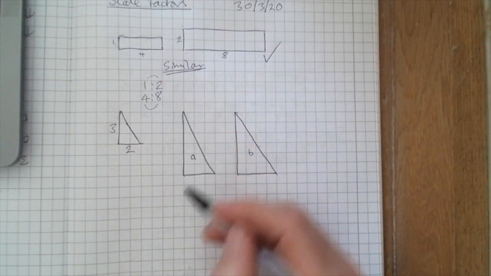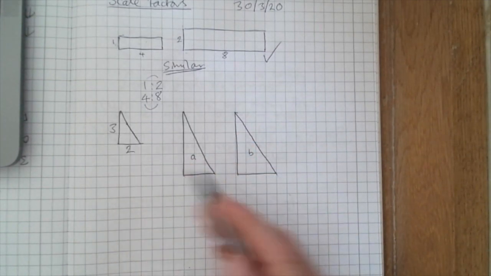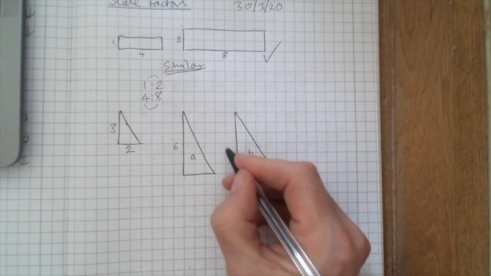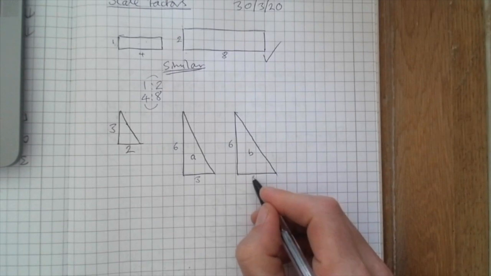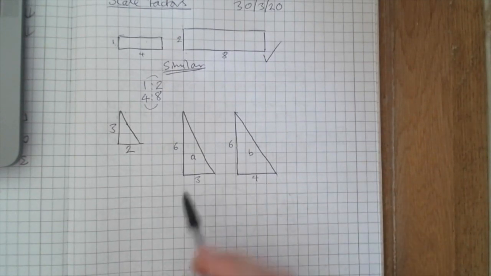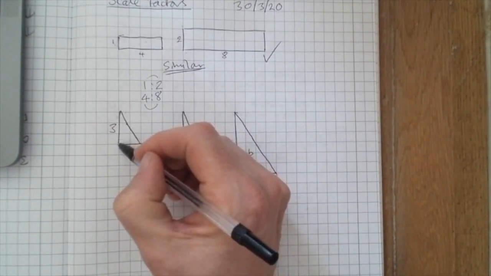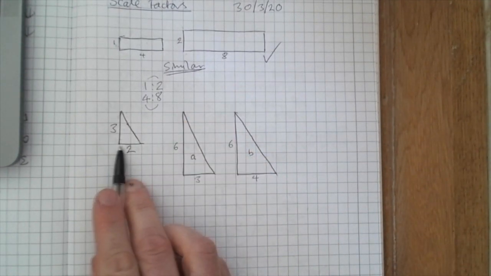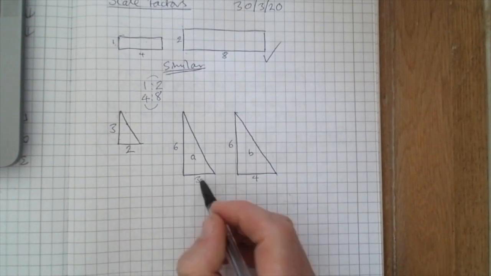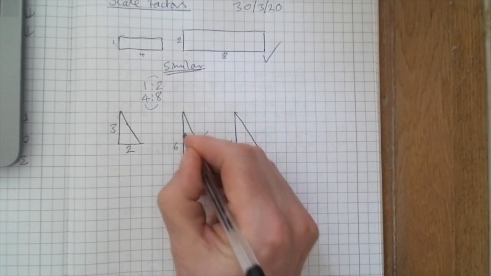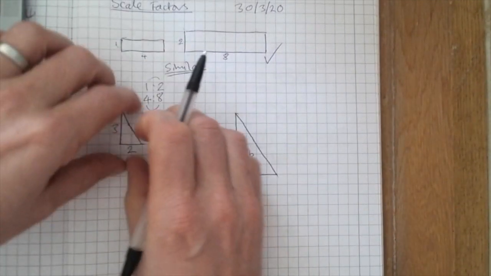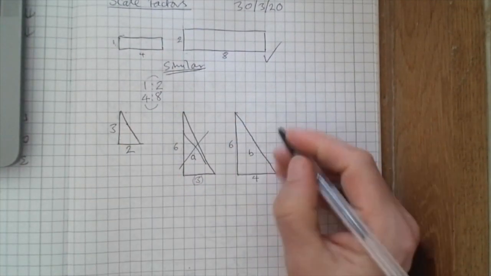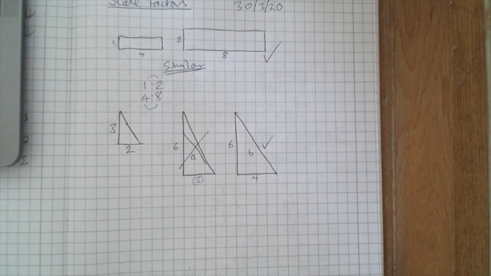Think about the heights. So each of these is 6. Think about the base. This one is 3. This one is 4. So they both have a scale factor of 2 on the height, but 2 times 2 is 4. So this one is not similar. It isn't just an expanded and enlarged version of this first one. So this is the similar triangle.